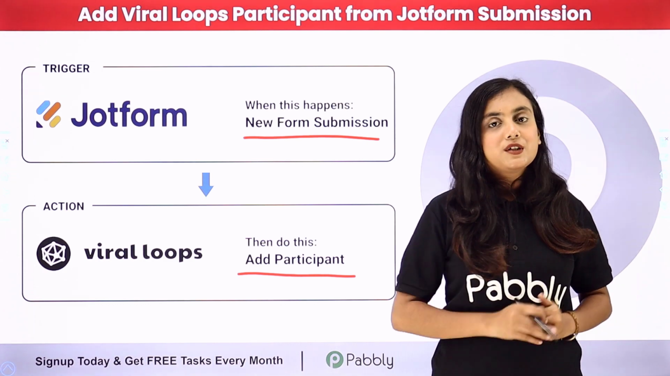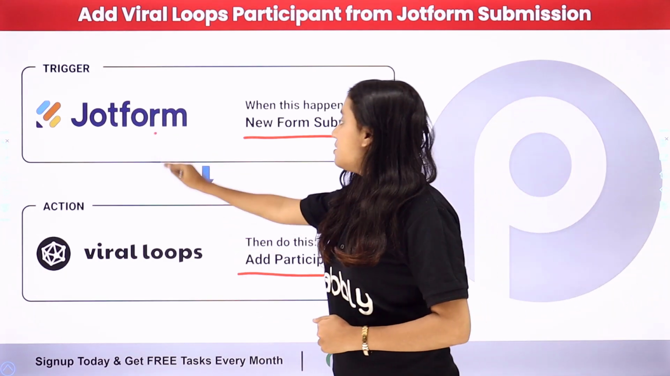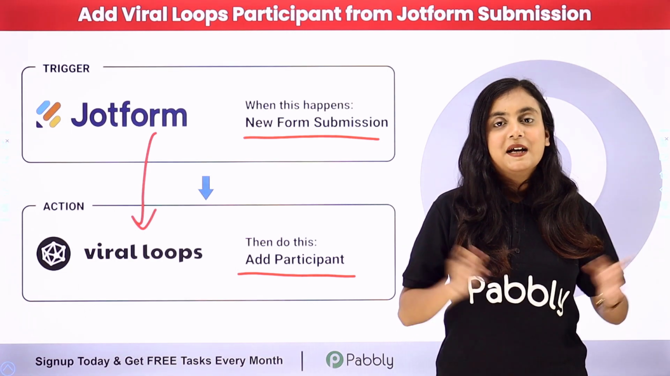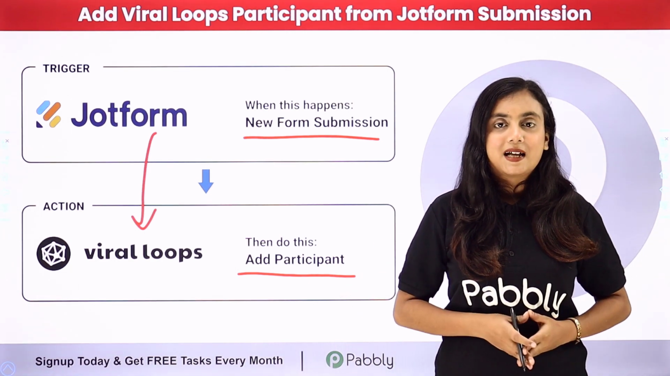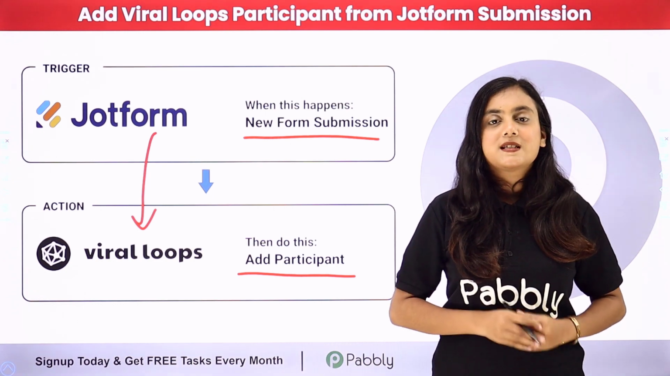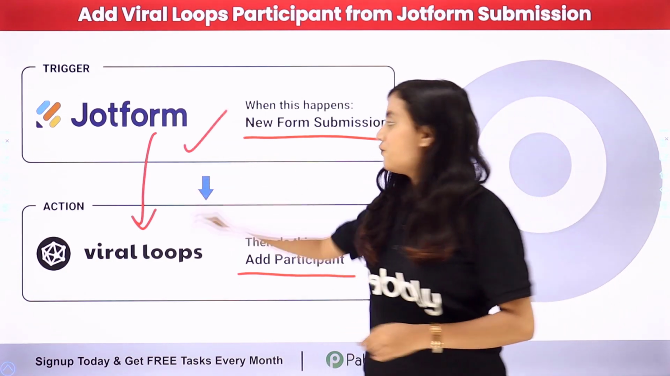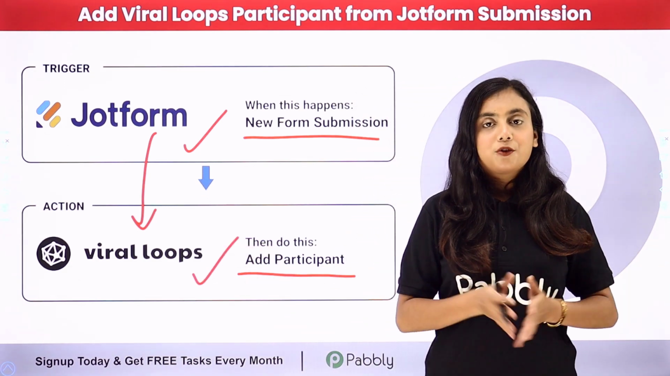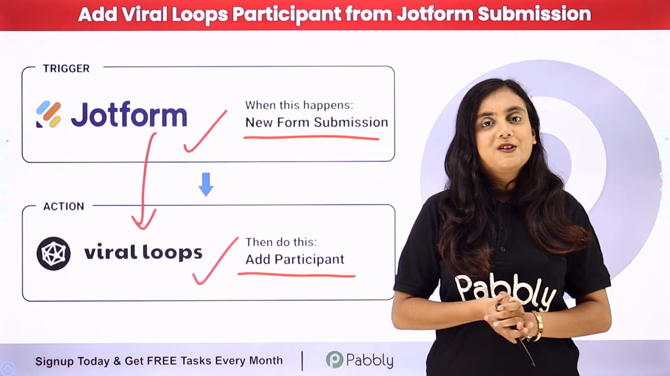For that, what we have to do is simply create an automation between Jotform and Viral Loops with the help of Pabbly Connect. Pabbly Connect runs on two concepts, that is trigger and action. In this process, my trigger application is going to be Jotform and my action application is going to be Viral Loops. If you want to learn how to do this automation, then let me take you to my screen.